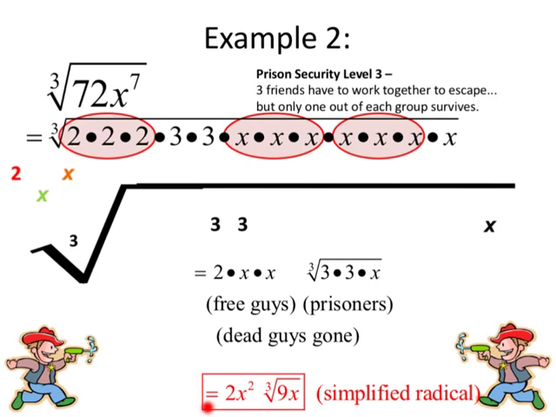So here we have our simplified radical by multiplying the things that we had on the outside separately and multiplying the things that we had on the inside separately, and that is our simplified radical.